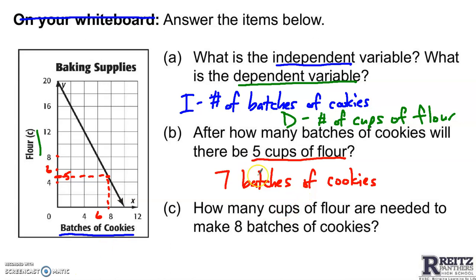Look at C. How many cups of flour are needed to make 8 batches of cookies? Well, that's right here, isn't it? So I'm asking about this point right here, and I think that's pretty clear. That's 4 cups of flour left. Ooh, this is a trickier question than I thought. After 8 batches of cookies, I have 4 cups of flour remaining. So how many cups of flour did I use? I started with 20. I have 4 left. It must have taken 16 cups of flour.